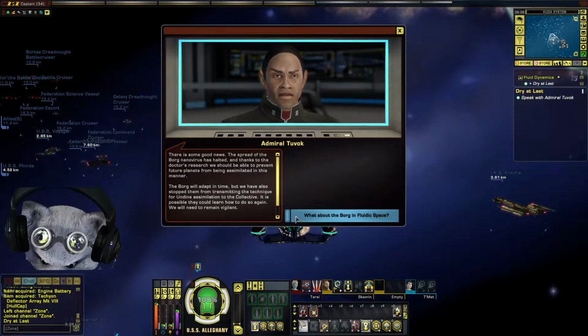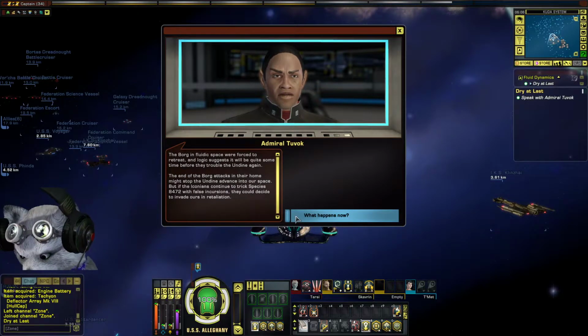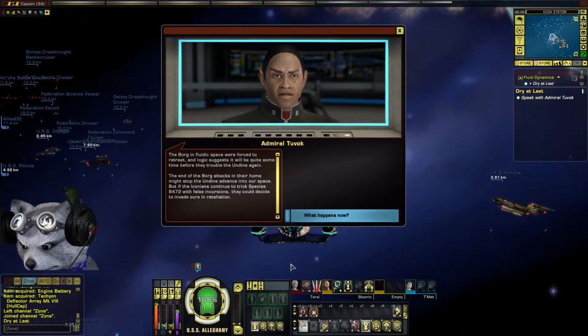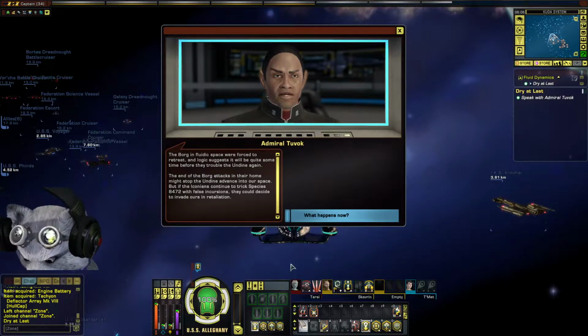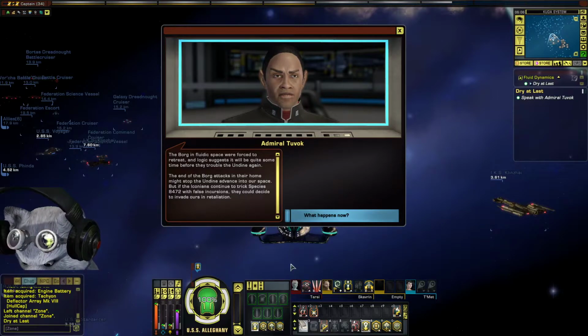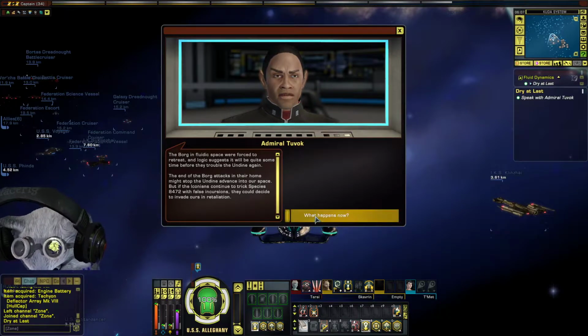Okay, what about the Borg in fluidic space? The Borg in fluidic space were forced to retreat, and logic suggests it will be quite some time before they trouble the Undine again. The end of the Borg attacks in their home might stop the Undine advance into our space. But if the Iconians continue to trick Species 8472 with false incursions, they could decide to invade ours in retaliation. Okay, what happens now?